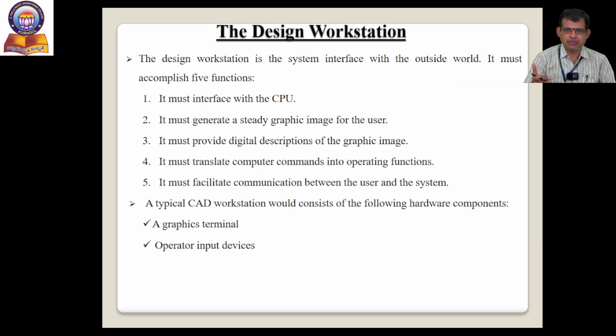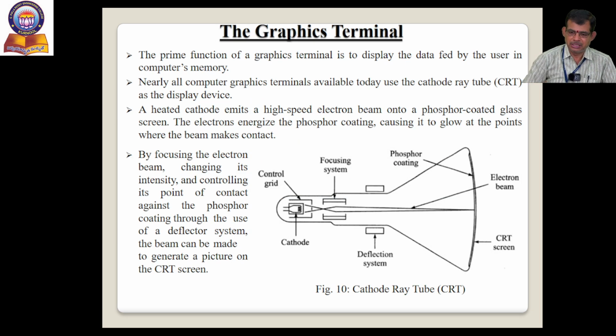It must facilitate communication between the user and the system. So that is a very important need. When I am interacting with the computer, I am making use of keyboard and mouse, and the system is displaying on the screen. A typical CAD workstation would consist of the following hardware components: the graphic terminal and input devices. These are the major things. So this is all about the basic computer-aided design system, the conventional design system proposed by Shigley, and the computer-aided design system, and the benefits, the basic configuration of the CAD computer system, the basic hardware components.